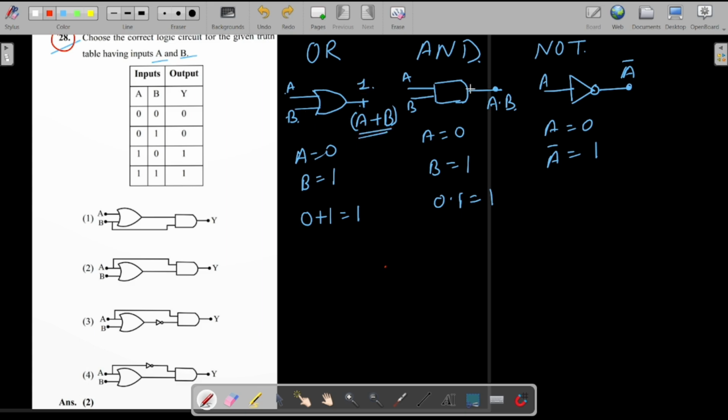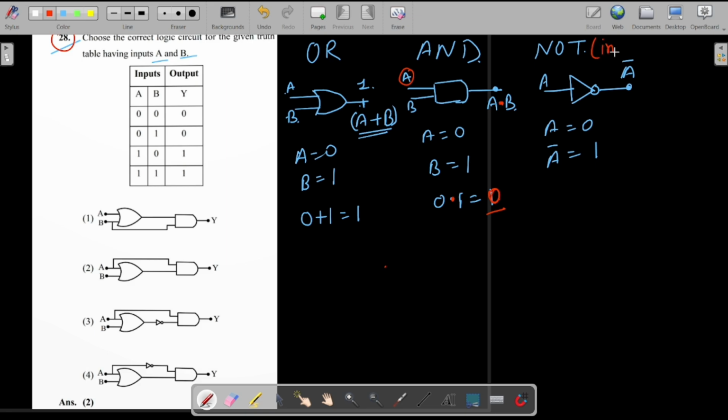And in an AND gate, if you have inputs A and B, our output will be A into B, the product of these two inputs. For example, if A is 0 and B is 1, then the result will be 0, because 0 into 1 is 0.